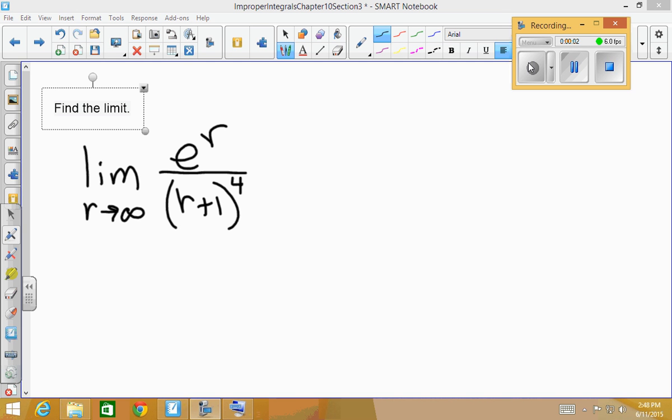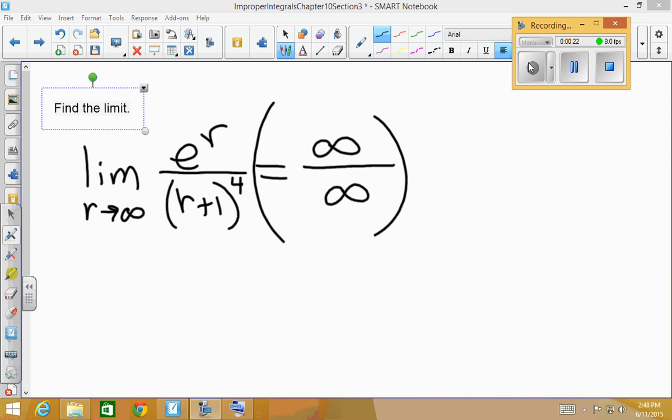Find the limit. The limit as r goes to infinity of e to the r divided by (r plus 1) to the fourth. As r goes to infinity, e to the r is going to go to infinity. And r plus 1 will go to infinity, which means (r plus 1) to the fourth will go to infinity. So we end up with an indeterminate form, infinity over infinity, which is one that we may try to apply L'Hopital's rule to.